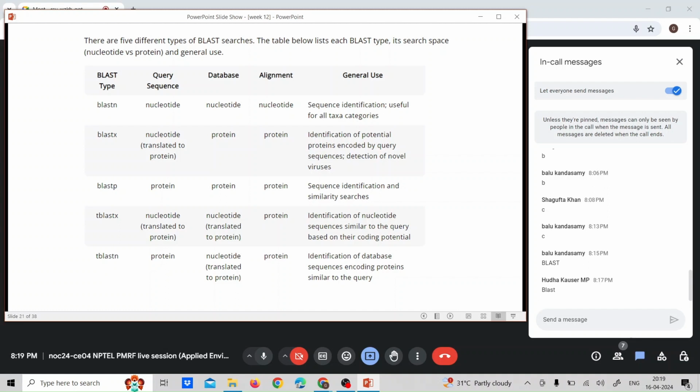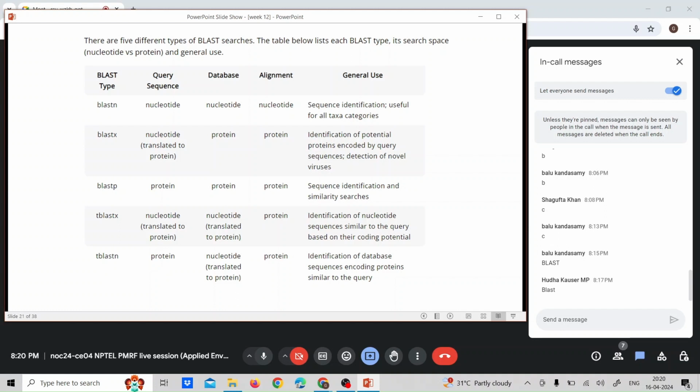If you give a nucleotide input and it's searched in a protein database, it is called BLASTX. Whatever nucleotide input you give is automatically translated into a protein, and the software itself will translate and search it in the database. In BLASTP, you give a protein and it's searched against a protein database. In TBLASTX, you give a nucleotide sequence, it is translated into a protein sequence, and the database, which contains only nucleotide sequences, is also translated to protein sequences, and the search happens and you get the results.